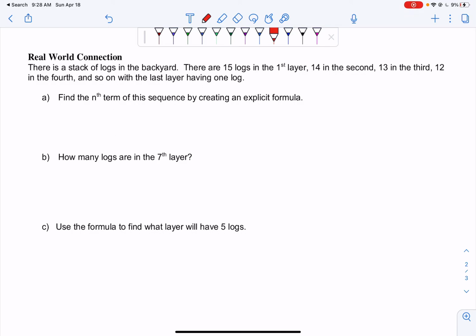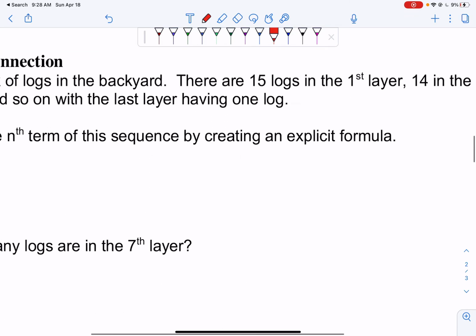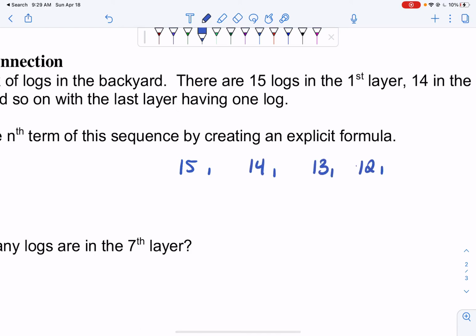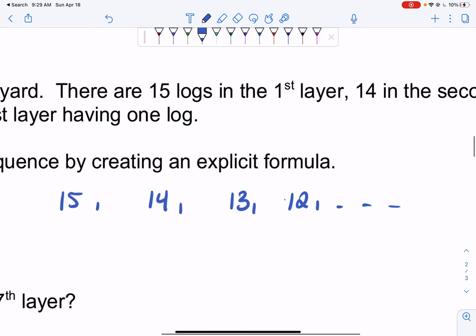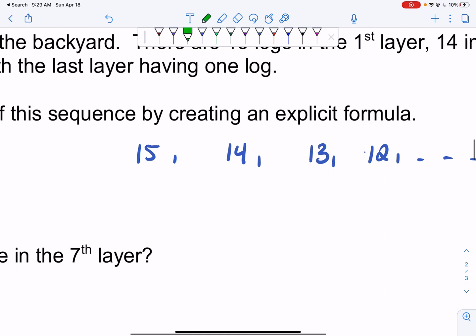So for this one, we actually don't have the sequence in front of us, so we have to come up with it. So what I'm going to do is I'm basically going to say, well, I know there's 15 logs in the first layer, 14 in the second, 13 in the third, 12 next, and so forth. Now what we need to do is figure out what our common difference is. Well, to go from 15 to 14, I take away 1, 14 to 13, take away 1, and 13 to 12, take away 1.